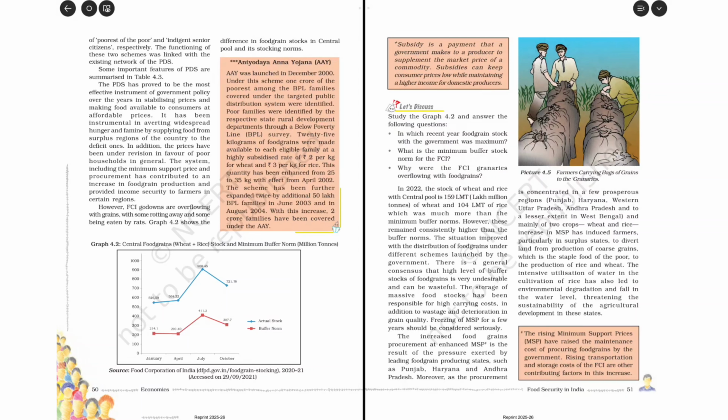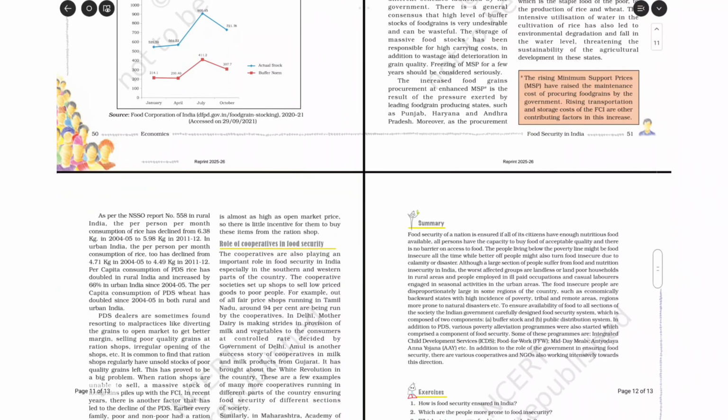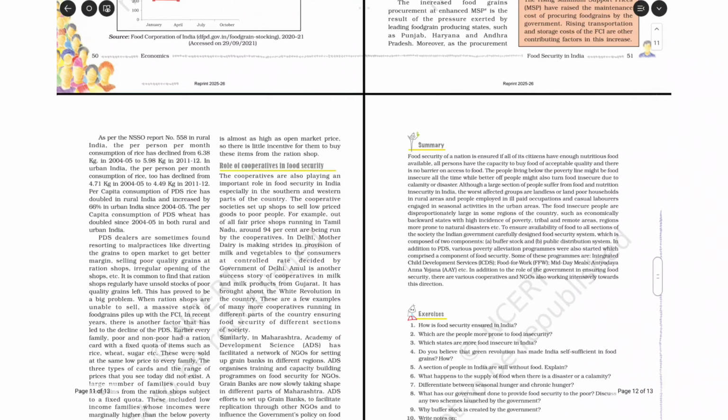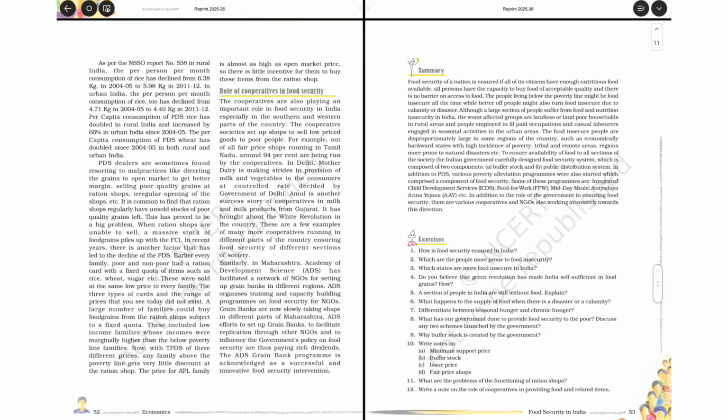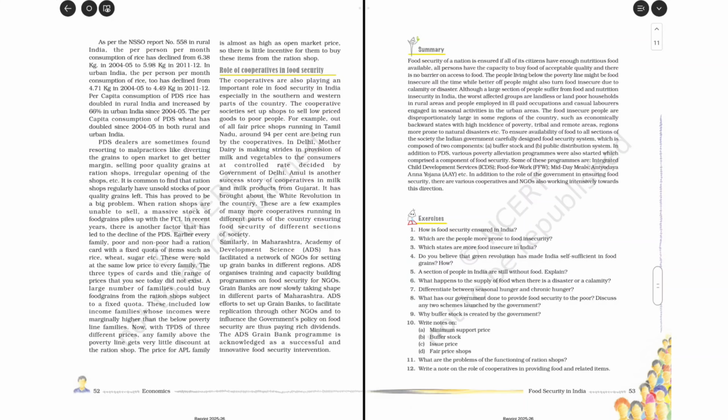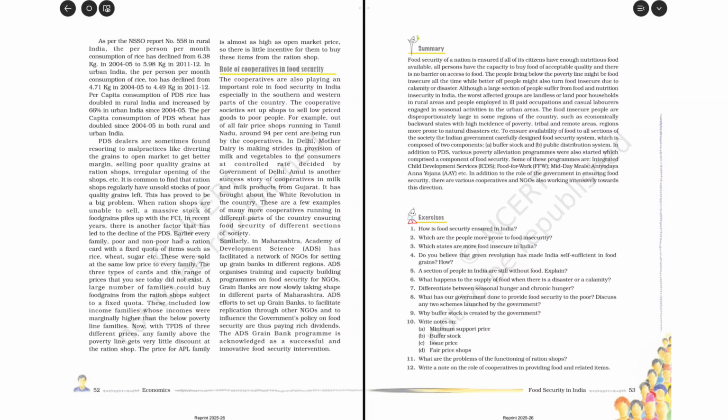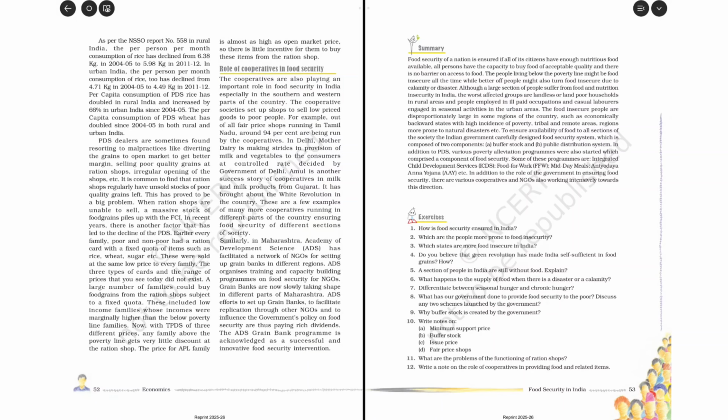And then on top of all that systemic misalignment, you have good old-fashioned corruption at the retail level. Let's read the section on PDS dealer malpractices. Quote, PDS dealers are sometimes found resorting to malpractices like diverting the grains to open market to get better margin, selling poor quality grains at ration shops, irregular opening of the shops, etc. It is common to find that ration shops regularly have unsold stocks of poor quality grains left. This has proved to be a big problem.